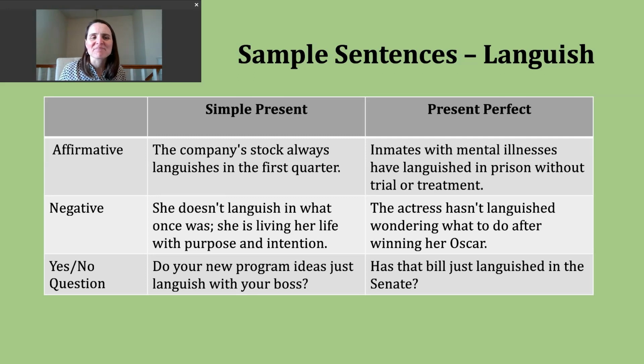Now, let's take a look at making a yes or no question. To do this, I start with do or does, whichever form matches my subject, and that subject comes next, and then I use the base verb. So again, no es on the end of the verb in my yes or no question. Here's another example. Do your new program ideas just languish with your boss?